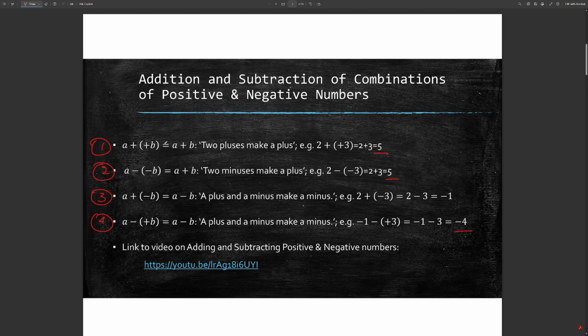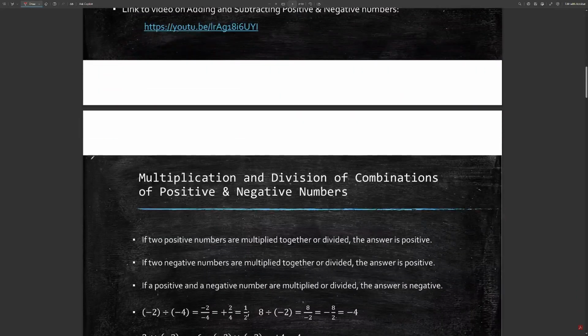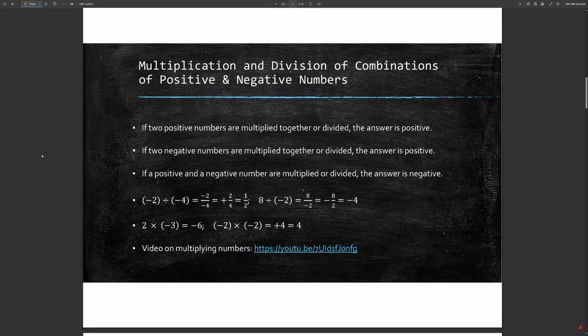Okay. So moving on. We can also multiply and divide combinations of numbers. So for example, if two positive numbers are multiplied or divided, we always get a positive number, right? So that is example 1 that's done here. So if you take -2 and divide it by -4, we get positive a half, right? So what happens here is that the two negative signs, this first one and the second one, cancel each other out. So we get a positive sign, and so we get a positive answer.